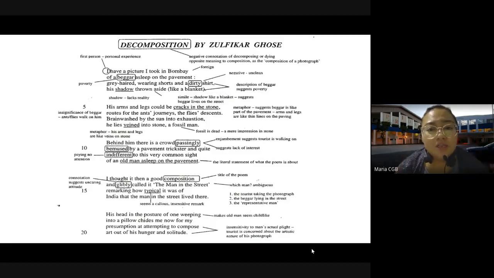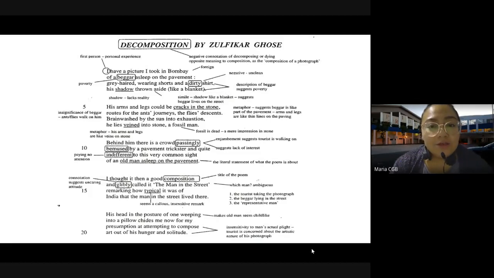Now, let's zone in on this word fossil. Okay, the word choice here, fossil, what does it mean? Fossil means something old, isn't it? And also, fossil means something that is dead, that the beggar is a mere impression on the stone. Again, this heightens the impression that the beggar is not really human or is not treated as a human being but more like part of the pavement. Hence, that's why he is invisible.